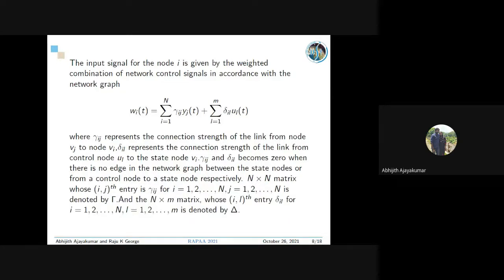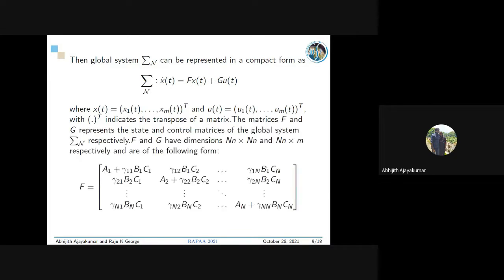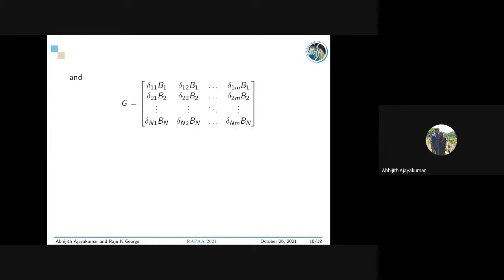And by composing these values of gamma ij and delta ij, we can construct these matrices capital Gamma and capital Delta. Then the system can be converted to the compact form as F x of t plus G u of t, where F is given by this matrix, which is of dimension capital N n by N n, and G is of this form, of dimension N n by M.